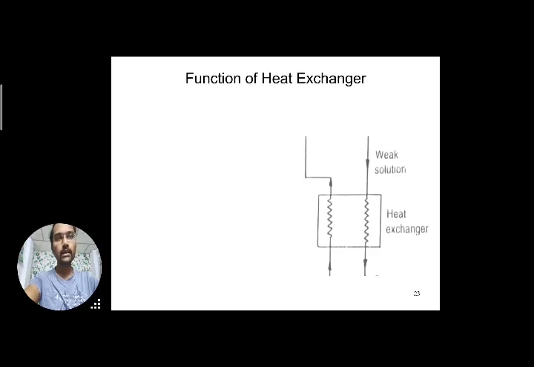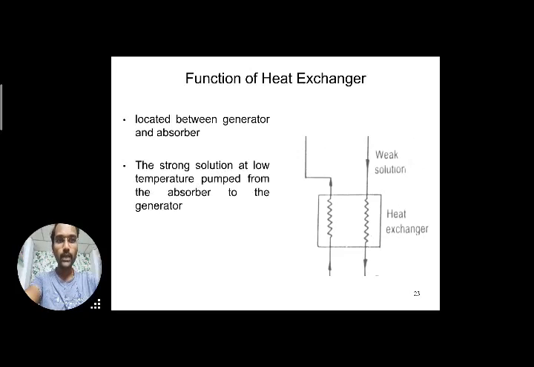So this is regarding the function of a rectifier and the function of an analyzer. Next we will see the heat exchangers. First we see the one located between the generator and absorber. In between the generator and absorber, the strong solution at low temperature is pumped from the absorber, which is at the bottom position, to the generator component with the help of a pump. So the strong solution is at low temperature. You can see it at the left side of the circuit here.